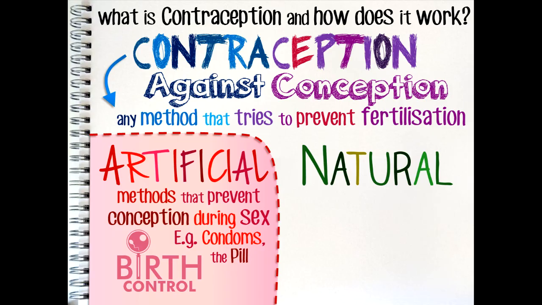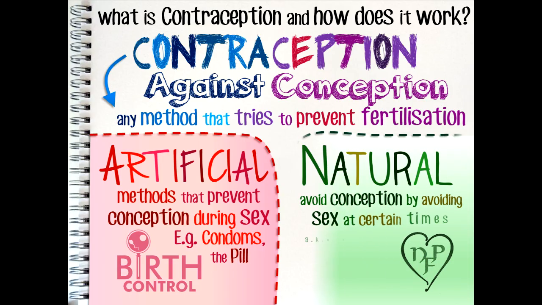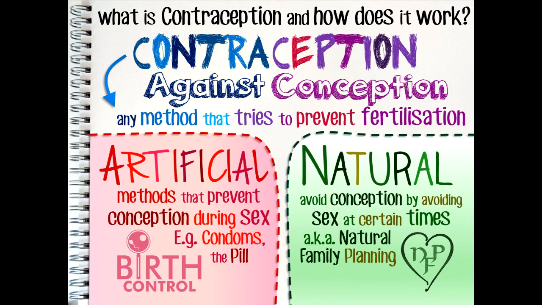Natural contraception, also known as natural family planning, attempts to avoid conception by using knowledge of the woman's menstrual cycle to know when to avoid having sex, to reduce the possibility of conception, since a woman is only fertile for a limited number of days during her monthly cycle.